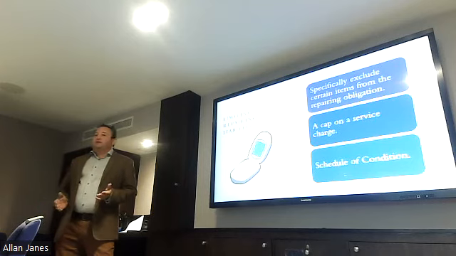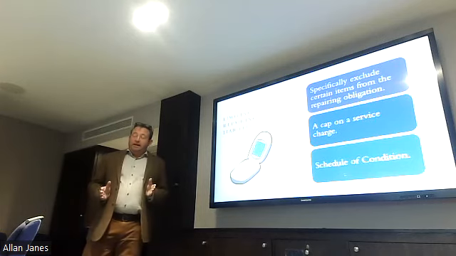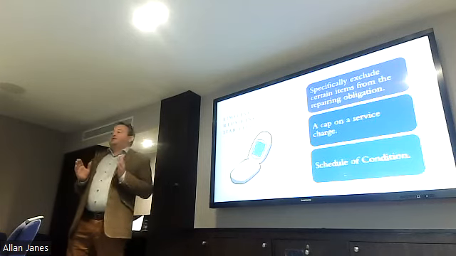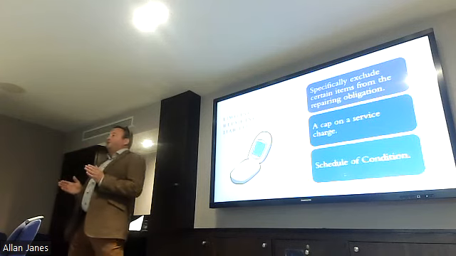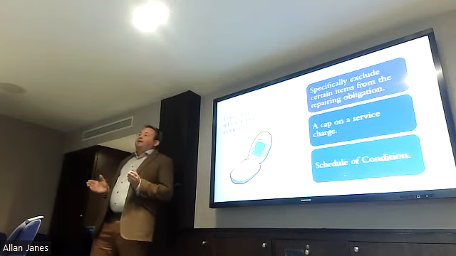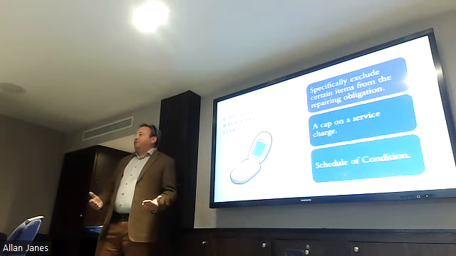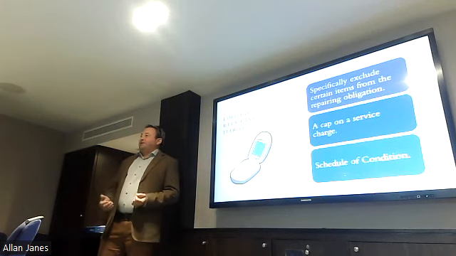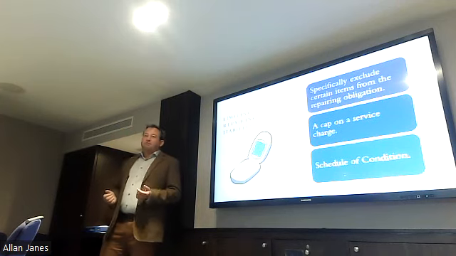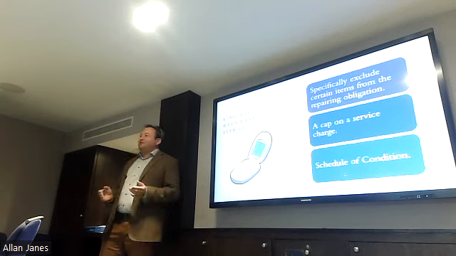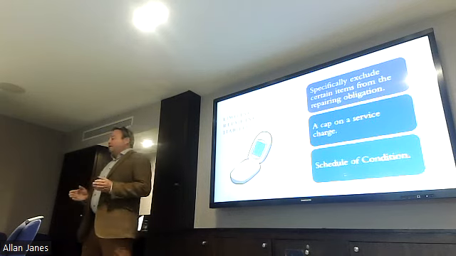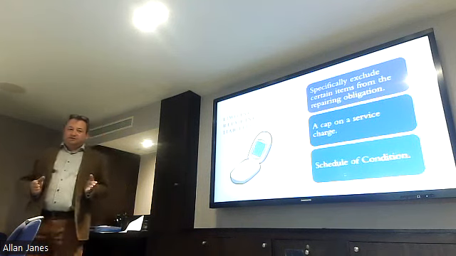Now, a schedule of condition should be a series of photographs accompanied by a detailed narrative explaining what it is that you're looking at on the picture. And it is attached to the lease as evidence of the state of repair and condition of the property as at the time the lease commences. Now, a quick word of caution on schedules of condition.